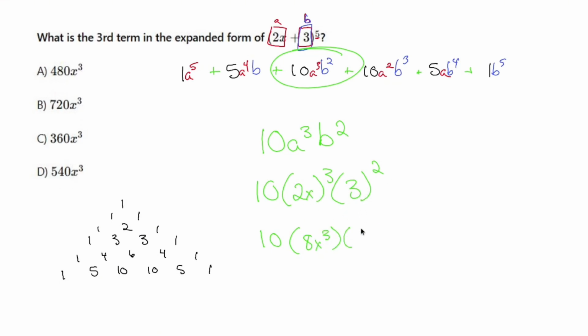And 3 squared is 9. 10 times 8 is 80. 80 times 9 is 720. X to the third is x to the third. B is going to be my guy.